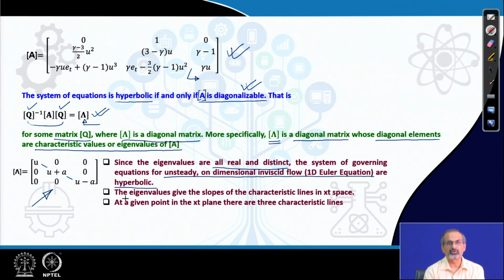What do these eigenvalues communicate to you? They give you the slopes of the characteristic lines in the xt space, and obviously at a given point in the xt space there are 3 characteristic lines which are going to intersect with each other.